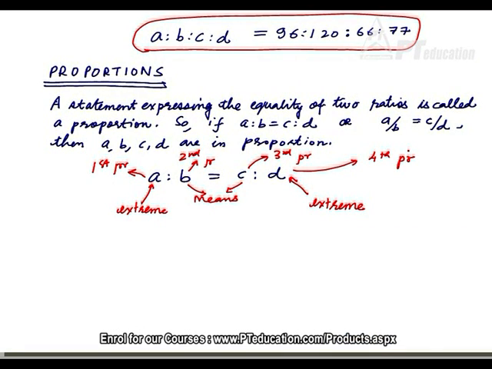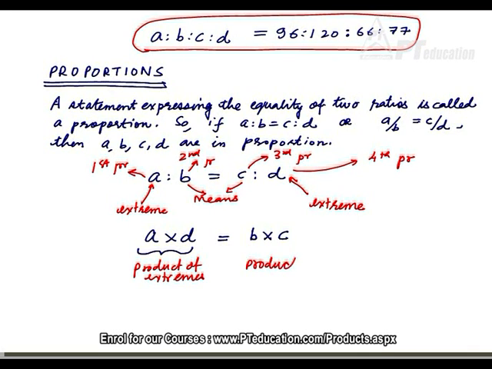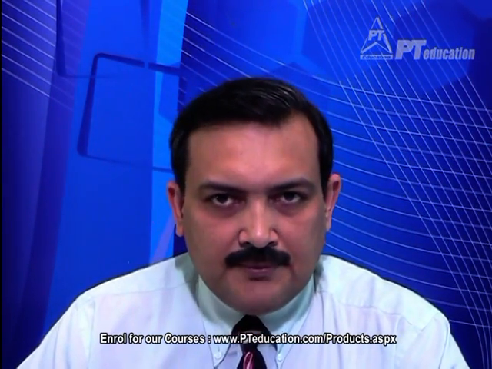Another simple relationship is that the product of extremes, A into D, will be equal to the product of the means. So this is the product of extremes, which is A and D, and it will be equal to the product of means, which is B into C. I hope that these basic definitions are very clear.